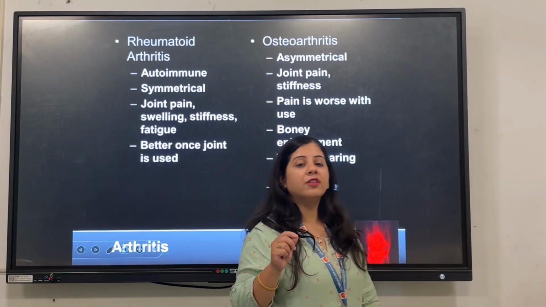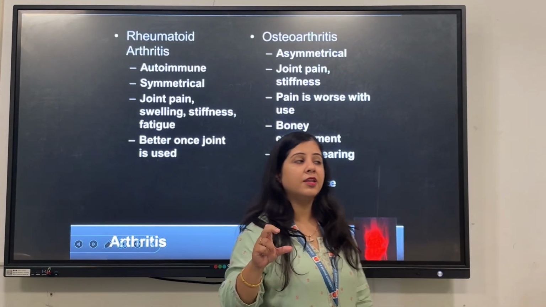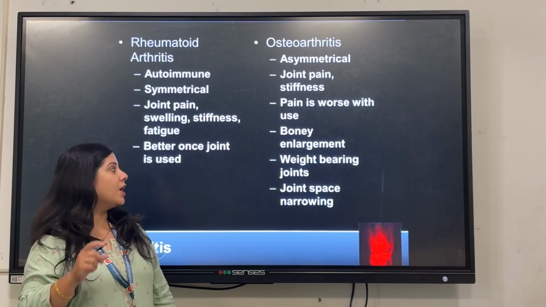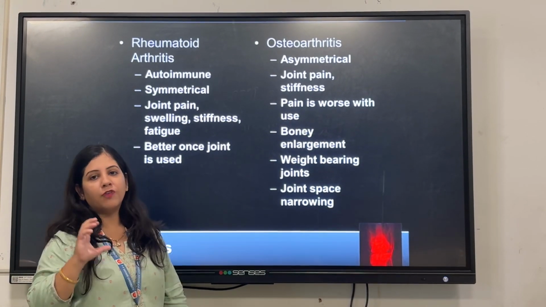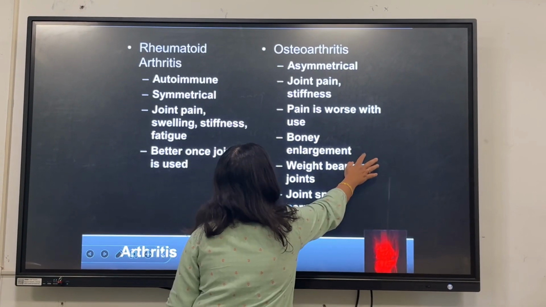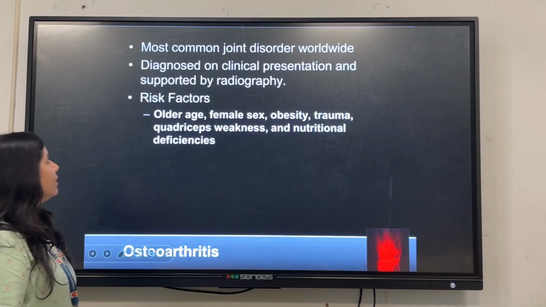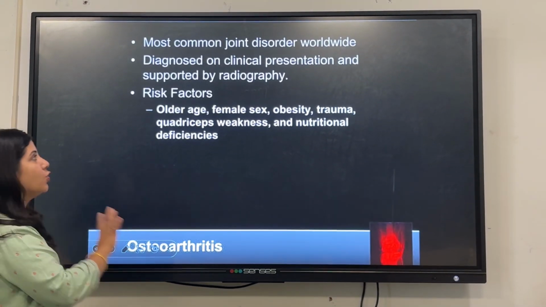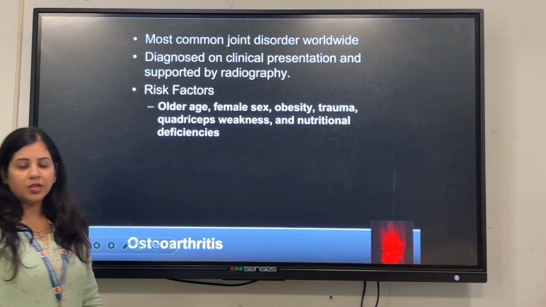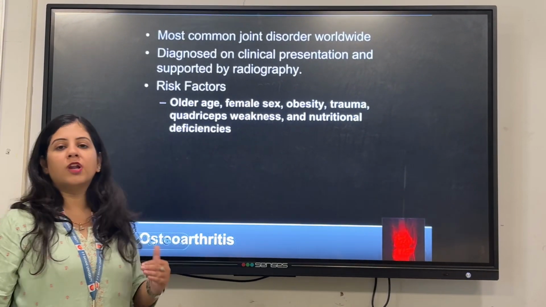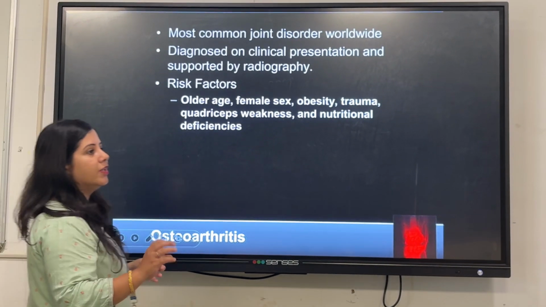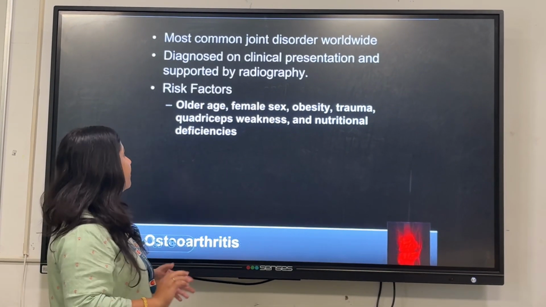And what is the importance of this space? The meniscus is very necessary for shock absorption and for providing good function and range of motion of the joint. Next, it is the most common joint disorder and it is diagnosed on clinical presentation. Radiographs are taken, and along with the radiograph it will be very definite whether there is OA or RA.